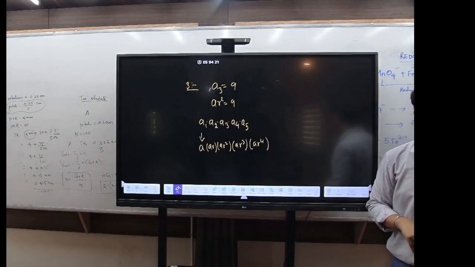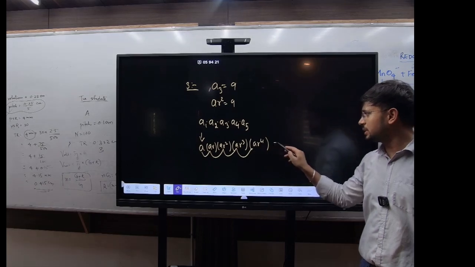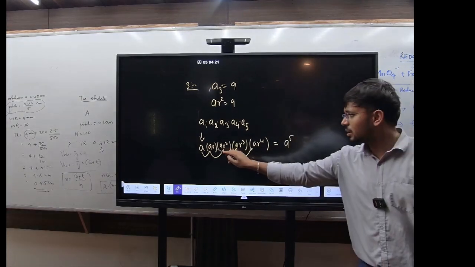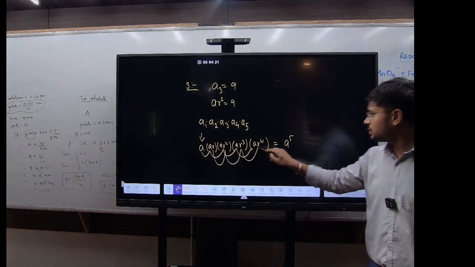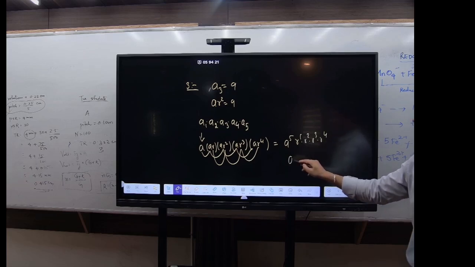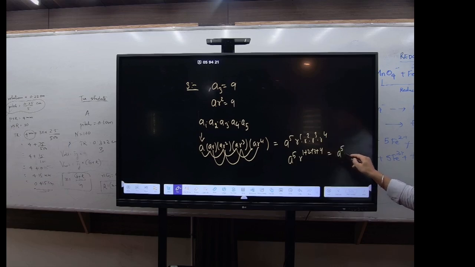Yes or no? Now A is how many times? 1, 2, 3, 4 and 5. So can I say the product will be A to the power 5? And how many R? Basically R to the power 1 into R square into R cube into R4. So the powers will get added, yes or no? So the product will be A to the power 5 into R to the power 10.